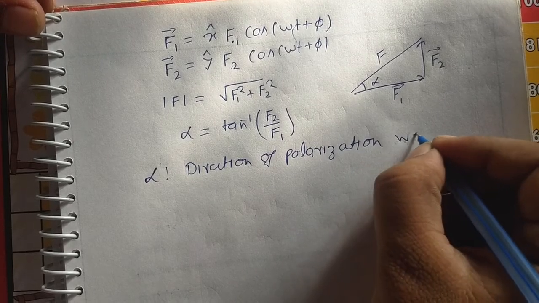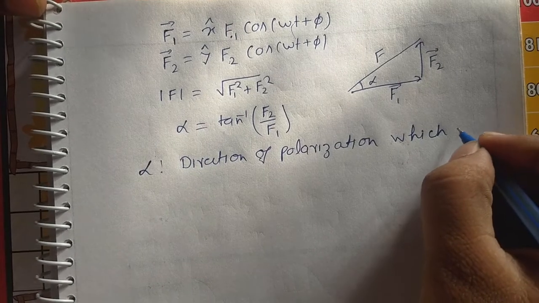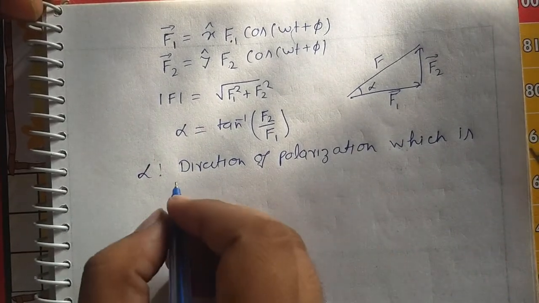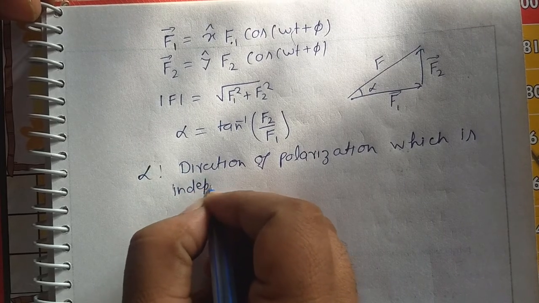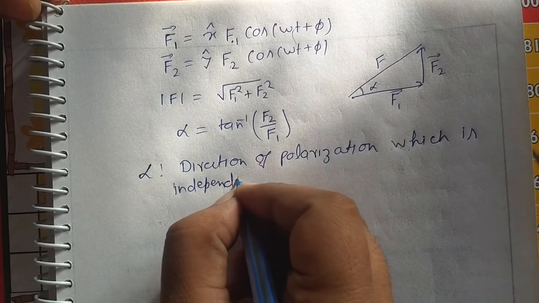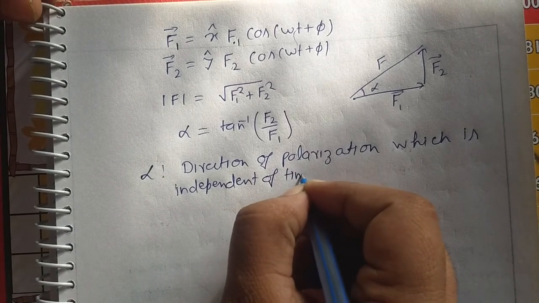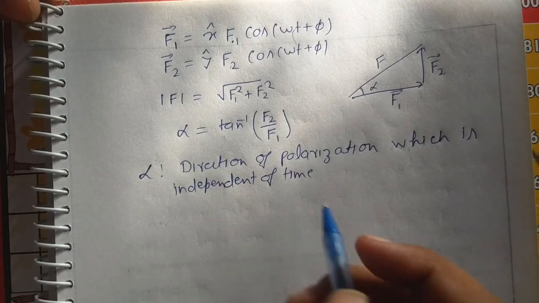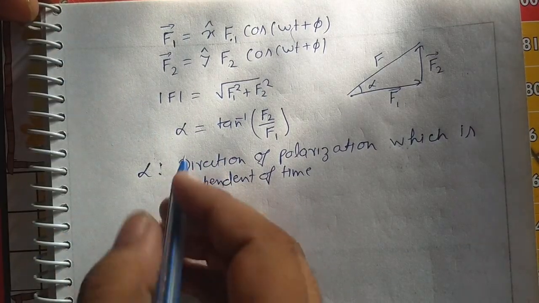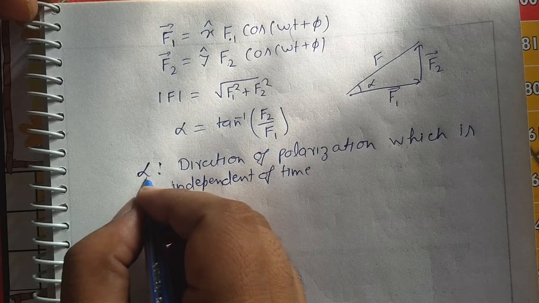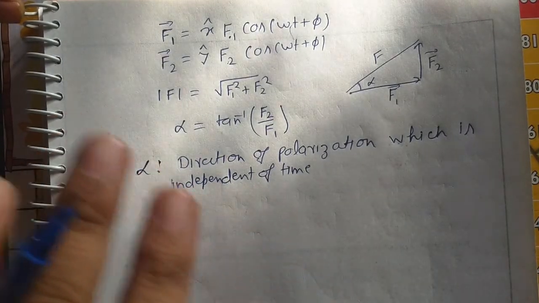Which is independent of time. Means as the time passes your alpha will remain constant. Okay, alpha is not changing with respect to time. That means your polarization is fixed and it is linear.